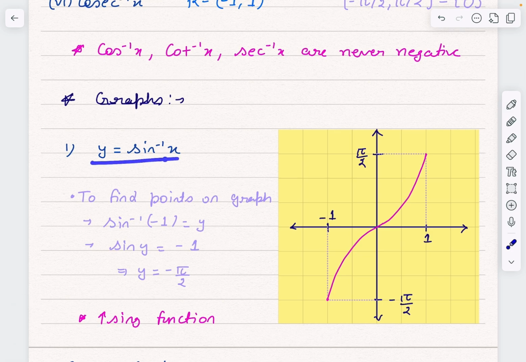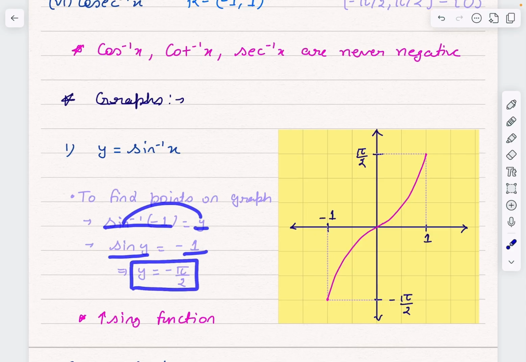Y equal to sine inverse x. How do you plot the graph? See, just domain is -1 to 1. You can just take some values to find points on the graph. Like what you can do if you want to find the value at -1. You see sine inverse of -1 is equal to y. So sine y will be equal to -1. And for what angle it will be -1? When y will be minus pi by 2. So value at -1 is minus pi by 2.